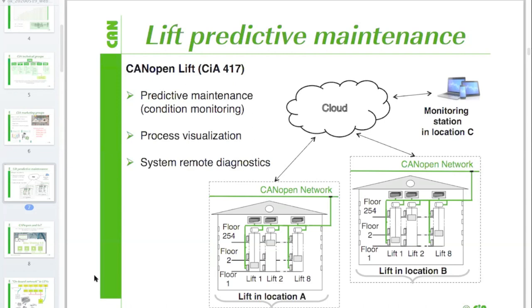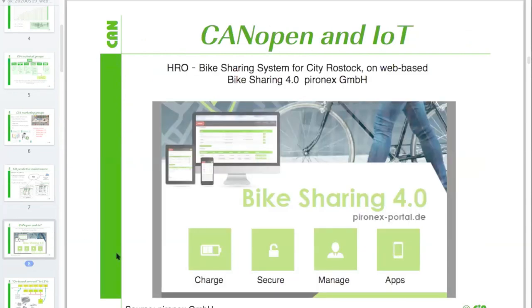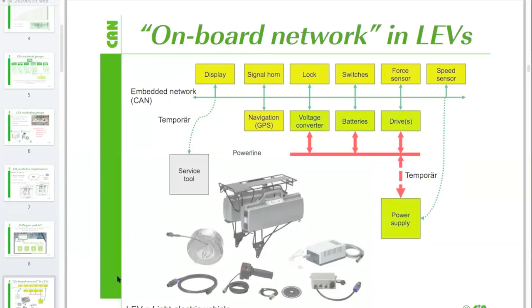Another application is already on the market. This is pedelec and bike sharing. Bike sharing here is not just simple bikes, but electrical bikes, and they all have a CANopen interface. The components work on a network, as you can see in this slide. Every single component communicates over the CAN network, sending CANopen messages and providing process data. What is going on? Do I want to charge my battery? Is the battery low? Should I go to the nearest charging station? There are charger stations already located in Rostock in Germany.